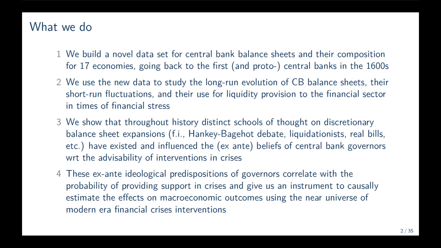So we're going to use this history of economic thought, the intellectual predispositions of governors in charge, and correlate them with the probability of providing support in crisis times. I'm going to argue that the governor in charge, and typically his intellectual or ideological predisposition to using the central bank balance sheet in crisis times, is exogenous, and we're going to use that to estimate the causal effects of these interventions. I'm going to convince you, I hope, that this makes sense. We have the near universe of modern era financial crises, and we're going to code for each governor in charge the ex-ante belief system that he had, and ask in the first stage whether this actually correlates with the probability of the central bank taking on the lender of last resort role, expanding the balance sheet. We say yes, it does, and then we causally estimate that.